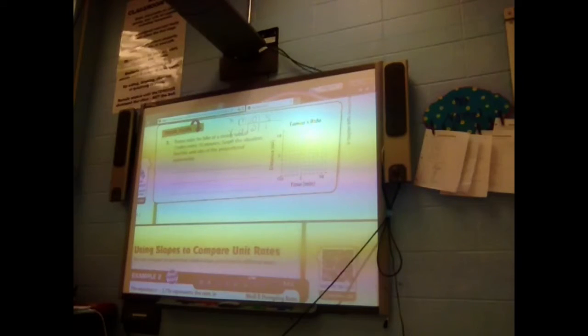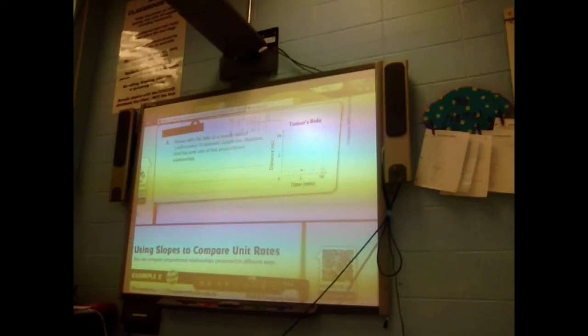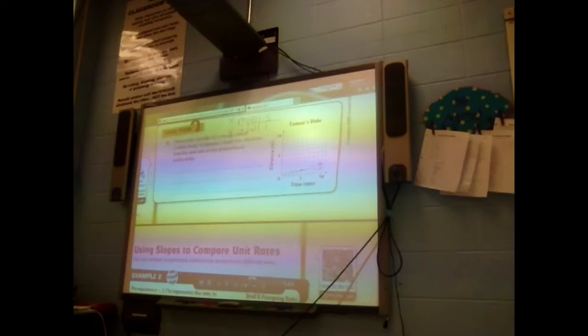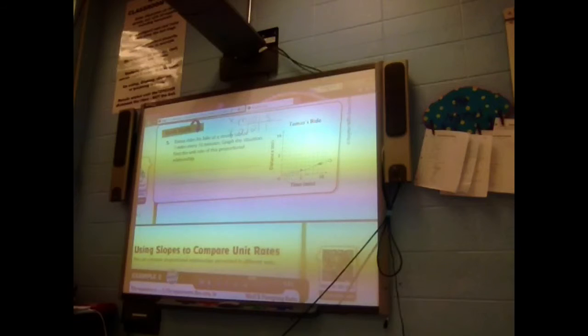So I'm going to plot those 2 points. 5, 1, and 10, 2. It doesn't make a very steep line. It's not a steep line. That's horrible drawing, connecting those points. But the question asked us to graph the situation, so I did, and find the unit rate.